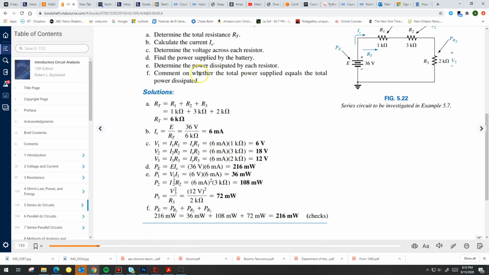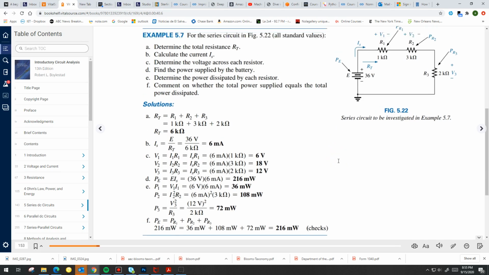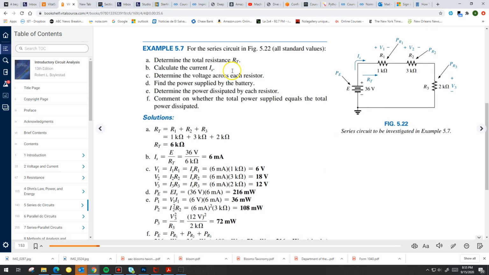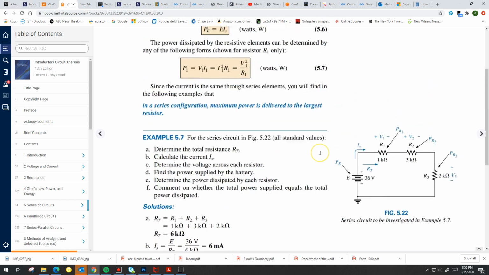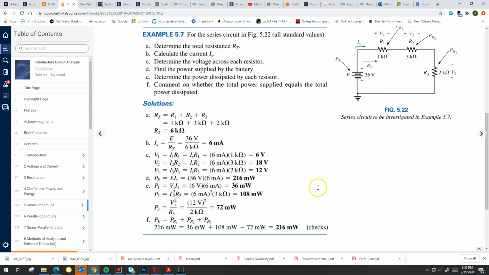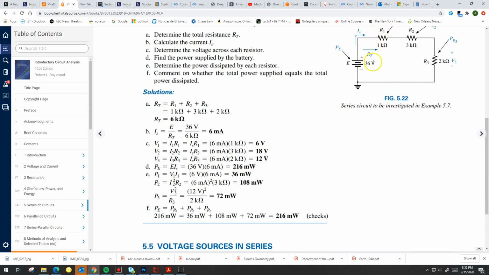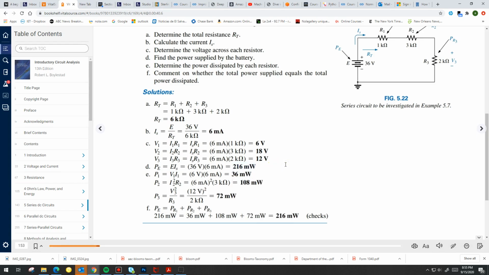Now for the power, they want to know the power supplied by the battery. By the equation we already described previously, the power supplied by the source is equal to the voltage supplied by the source times the current coming out of the source. We already found that the current coming out of the source is 6 milliamps. So the power supplied by the source, or in other words, the power delivered by the source, is equal to 36 volts times 6 milliamps, or 216 milliwatts.